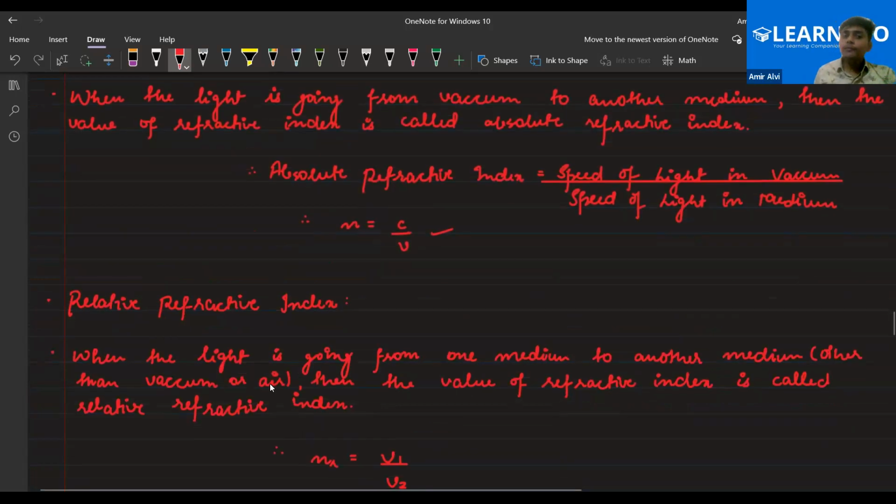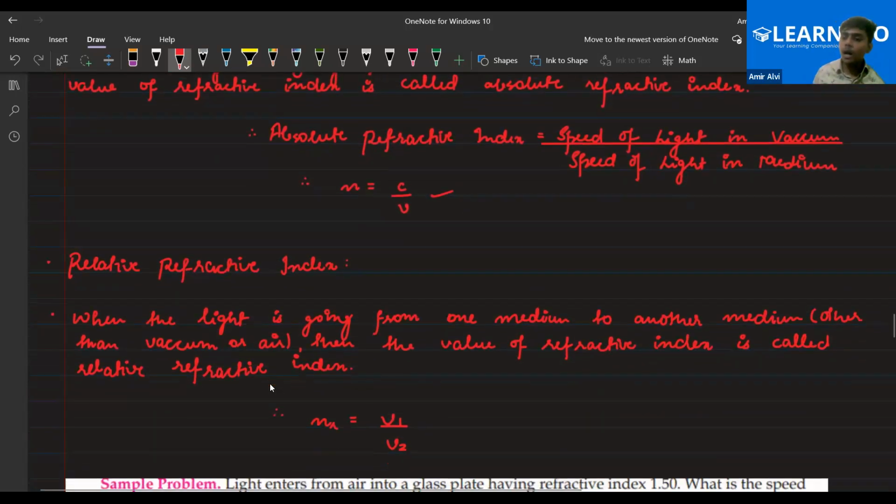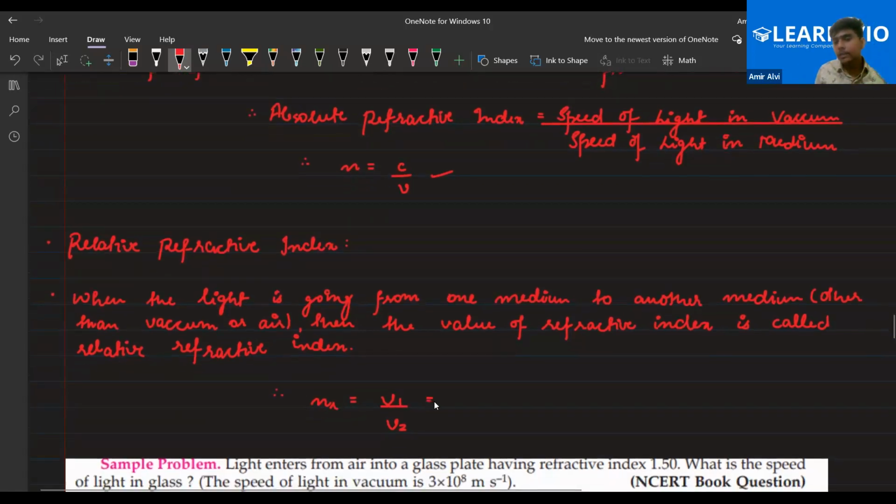Next is relative refractive index, when one of the mediums is not air. Except air, any medium could be used, like water, glass, oil, diamond. So when the light ray is going from one medium to another medium, other than vacuum or air, then the value of refractive index is called the relative refractive index. That is V1 by V2. It means that this is the refractive index of medium 2 with respect to 1, because V1 by V2 is the velocity of medium 1 divided by medium 2. Right, everyone?